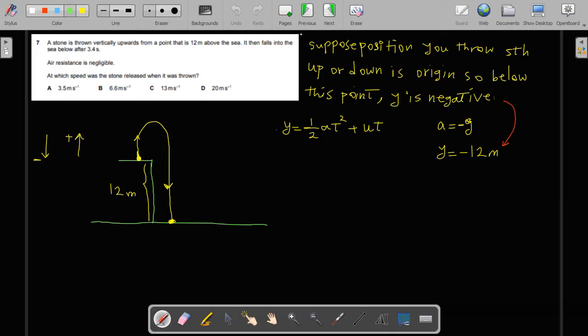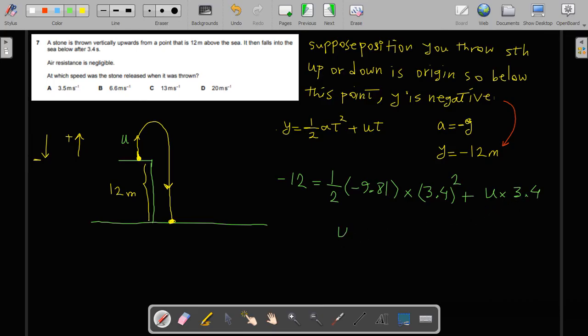Suppose that the position you throw something up or down is the origin. So below this point, y is negative. If you use the motion equation, y equals 1/2 at squared plus ut, then y becomes negative 12 meters. So if you substitute negative 12 meters equal to 1/2, also if you suppose upward is positive, downward will be negative. That's why g is negative, negative 9.81, times t, which is 3.4, squared, plus u, which is positive because it is upward, times 3.4.